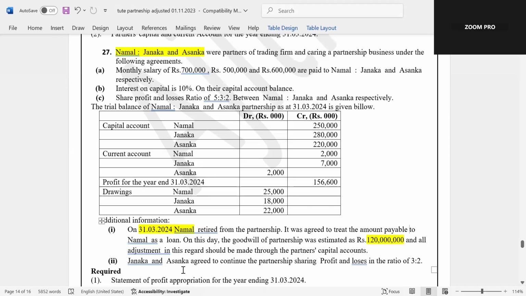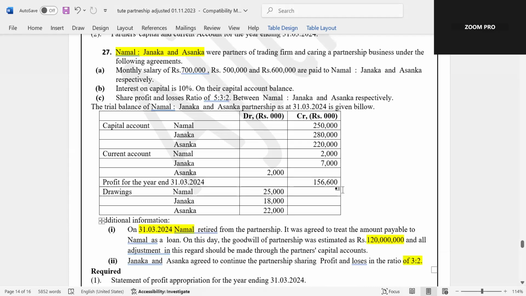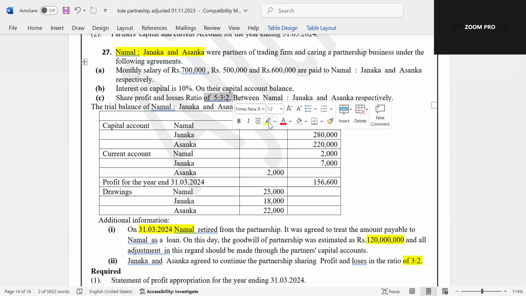And given Janaka and Asanka agree to continue the partnership sharing profit and loss in 3:2 ratio. And given the ratio 3:2, therefore this is the new ratio. This is the new ratio, and this is the old ratio. The old ratio is relevant for goodwill adjustment as well as the profit appropriation part.